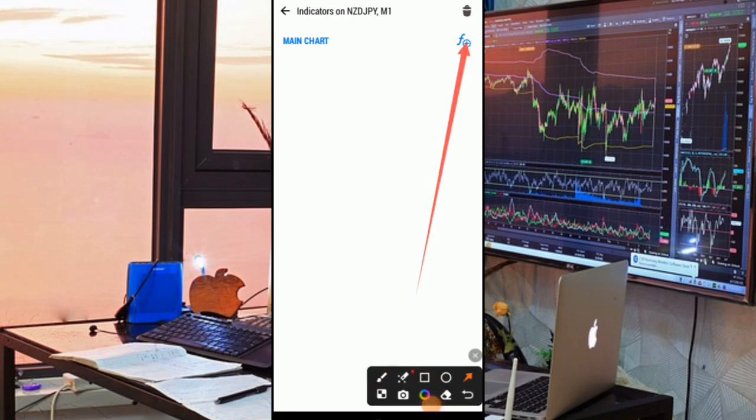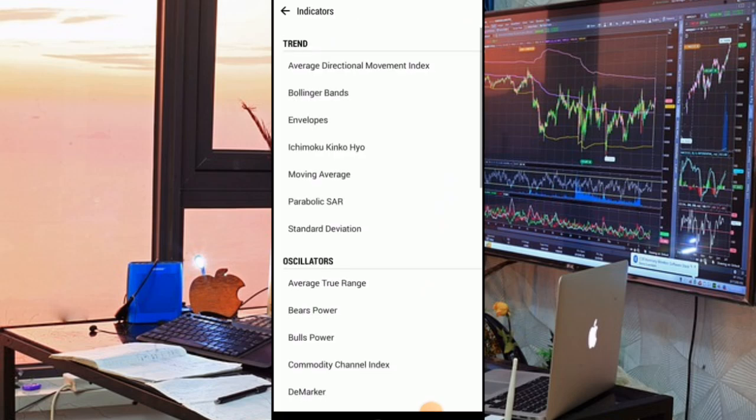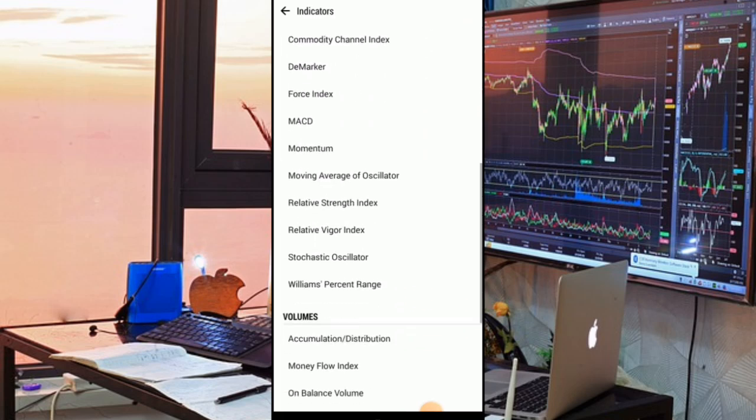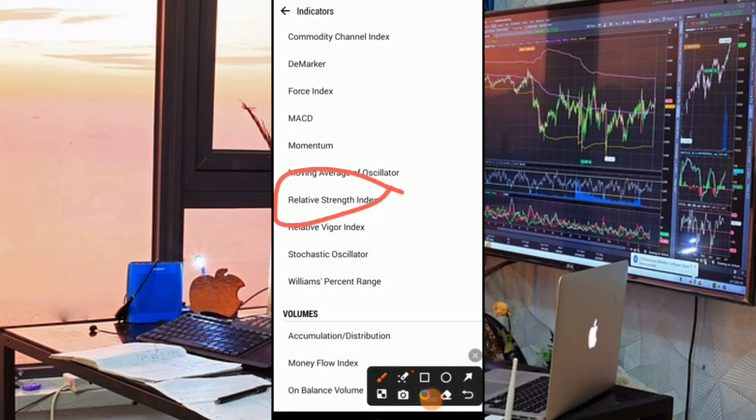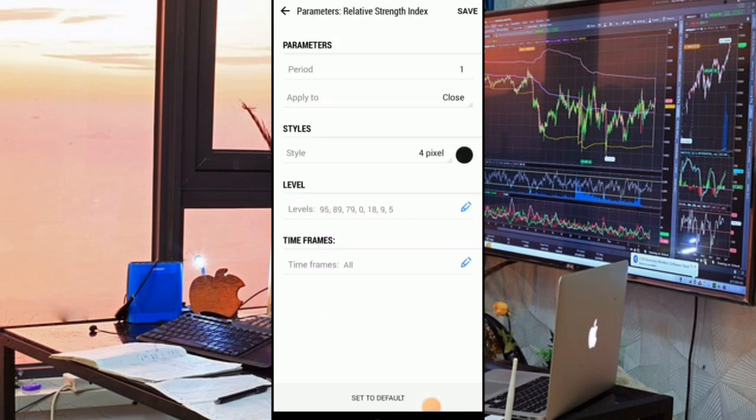On the main chart, you just press the F function over there and you go to relative strength index. Relative strength index is just this one over here. Once you click relative strength index, you are going to have to fill in exactly as I have done on mine. We are going to go to period 1, then apply to close, then we're going to use 4 pixel with black, and then please let's just do a little modification on the levels.